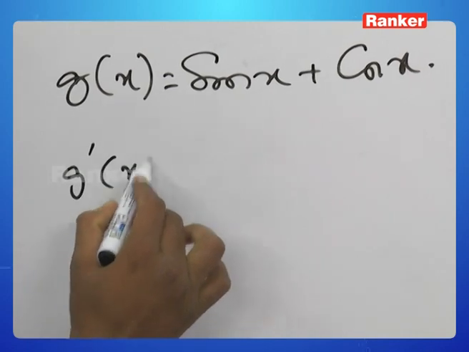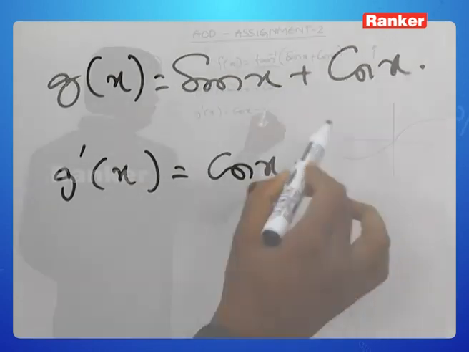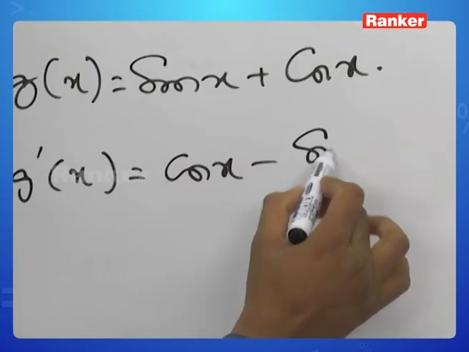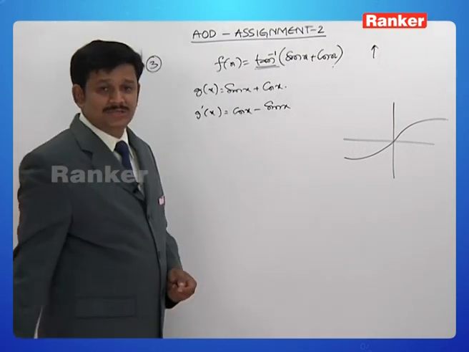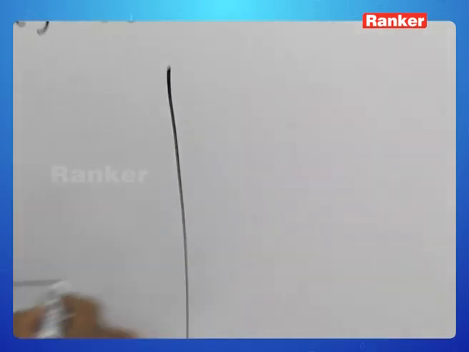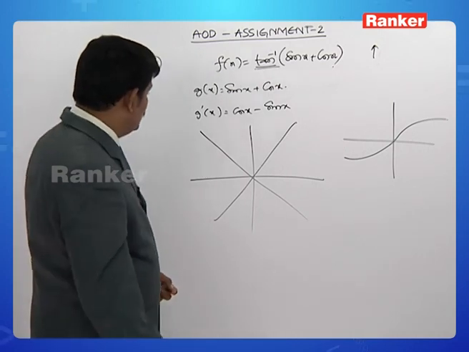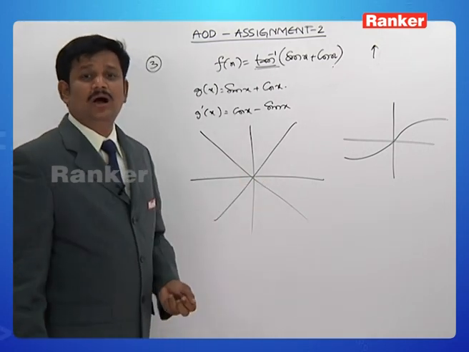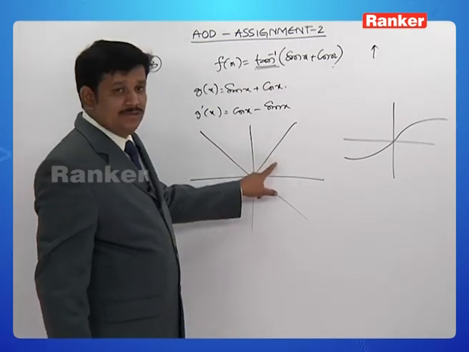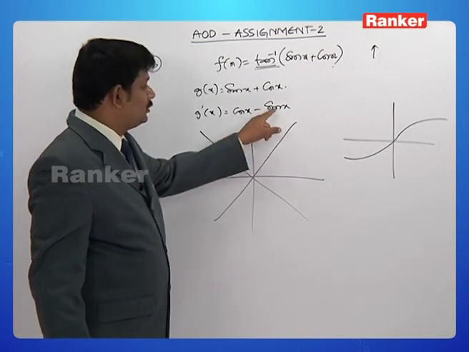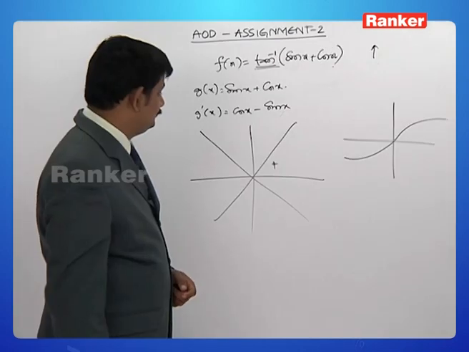g dash x is equal to derivative of sin x, cos x, derivative of cos x, minus sin x. Now, we need to see when this cos x minus sin x is positive. To discuss sin x plus cos x or sin x minus cos x or cos x minus sin x or cos x plus sin x, we need to cut the quadrant into octants. Observe in first octant, cos x values from 0 to pi by 4 will be more than the values of sin x. So, cos x minus sin x is positive.